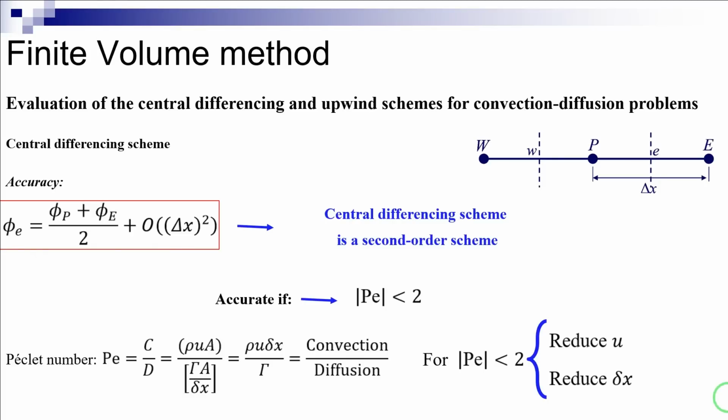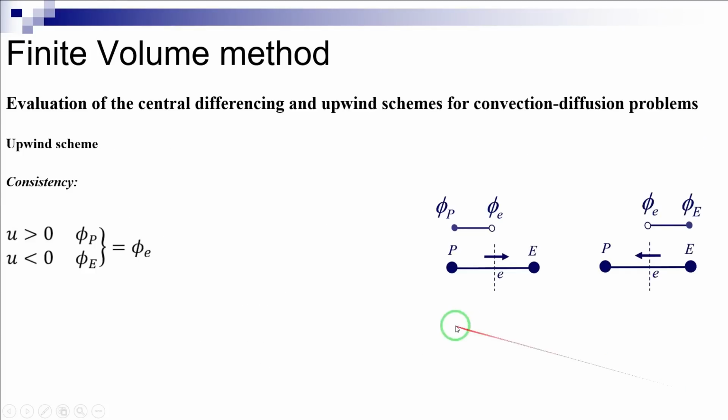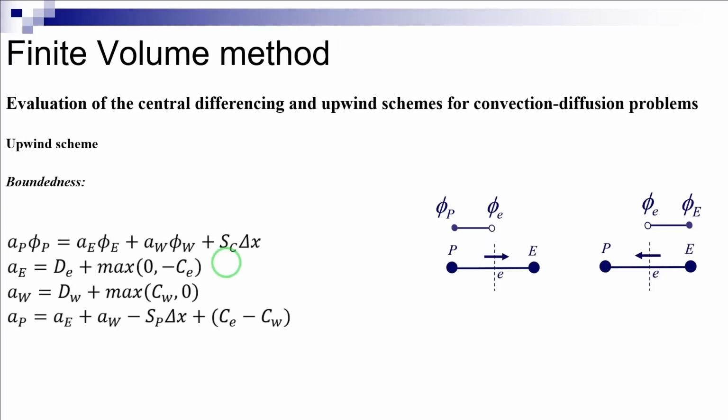Upwind scheme. Consistency. The equations used to calculate the fluxes on the control volume surfaces as shown here are consistent. Therefore, this scheme has consistency. Boundedness. In this scheme, all the coefficients of the discretized equations as presented here will be positive. Therefore, this scheme satisfies the boundedness criterion.